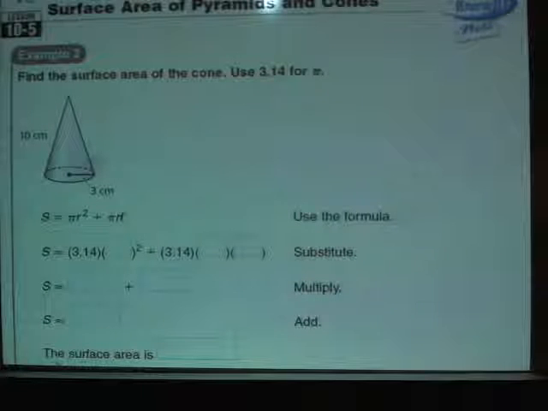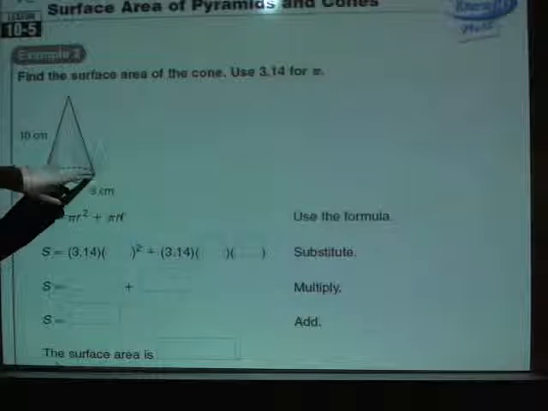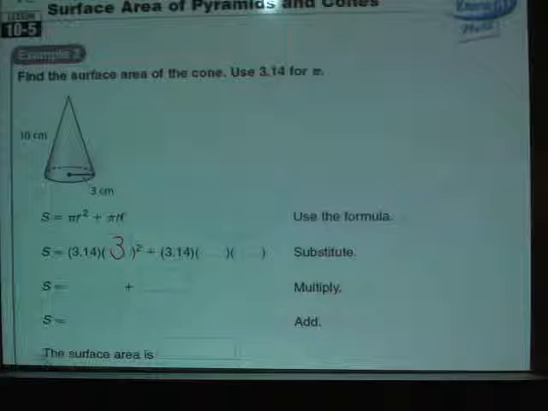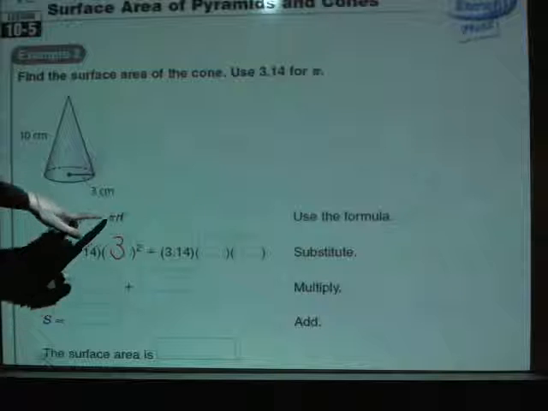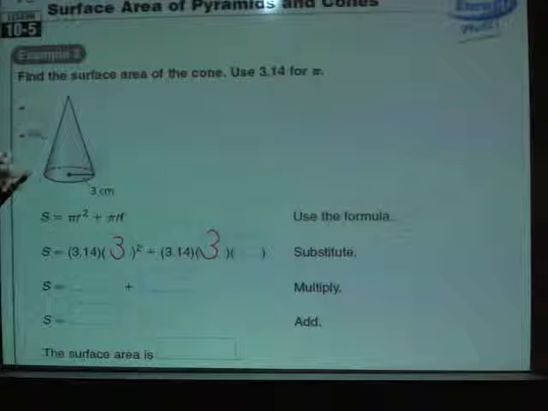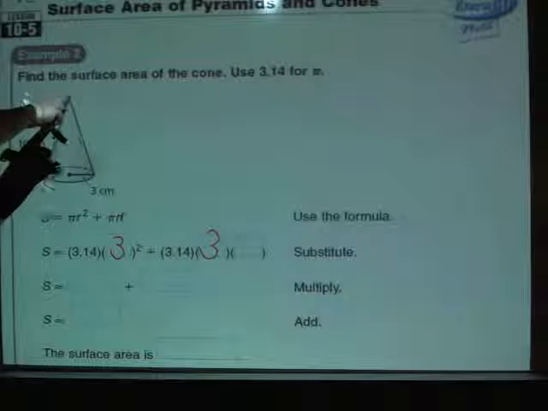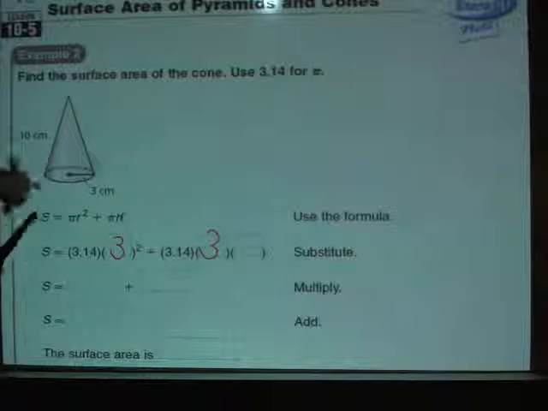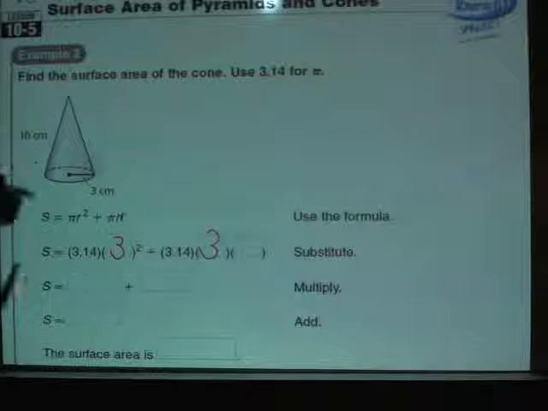So 3.14 times the radius squared, well, the radius is clearly labeled 3 there. Just want to make sure if they give us the diameter, we cut that in half. Over here on the right side, pi, 3.14 times the radius 3 times the slant height, the height up the side of the cone. Again, the height would go from the tippy top to the center of the base here. But they don't even draw that here because I don't need height. I need the slant height here, which is 10.